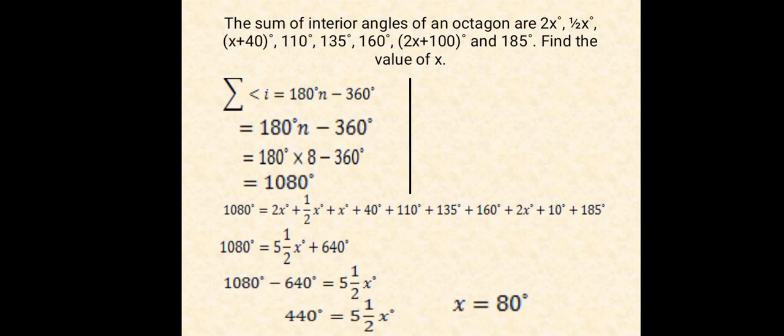1080 degrees. Now 1080 degrees is equivalent to 2x plus a half x plus 40 plus 110 plus 135 plus 160 plus 2x plus 100 plus 185. Now solve for x. We find that the value of x is 80 degrees.